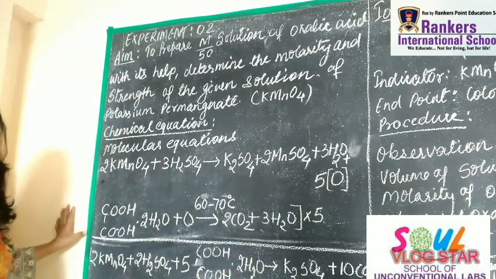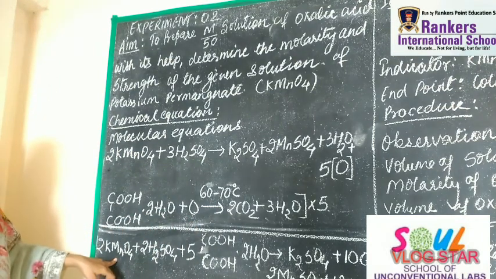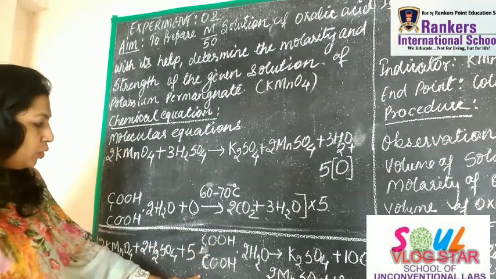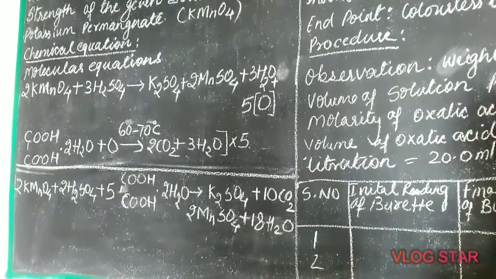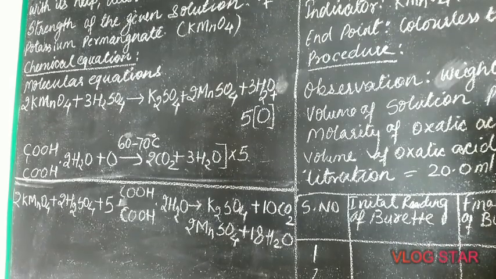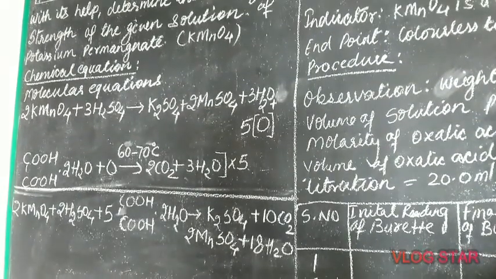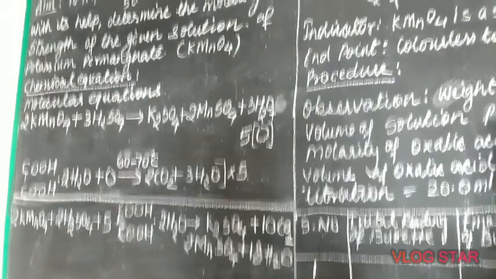And you see the overall reaction. When you see the overall reaction, 2KMnO4 plus 2H2SO4 plus 5 (COOH)2. In order to balance this, we are going to multiply with 5. The overall reaction seems to be 2KMnO4 plus 3H2SO4 plus 5 (COOH)2 dot 2H2O gives K2SO4 plus 10 CO2 plus 2 MnSO4 plus 18 H2O.